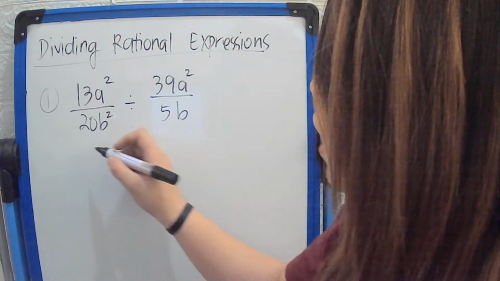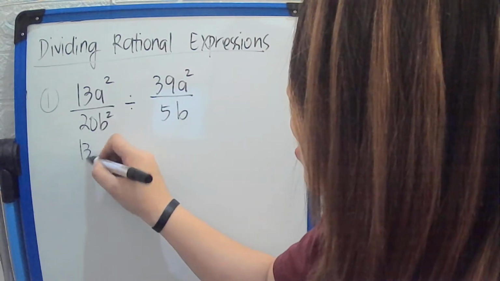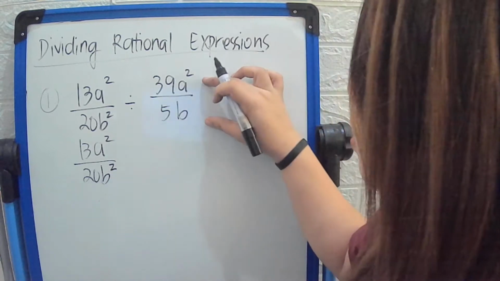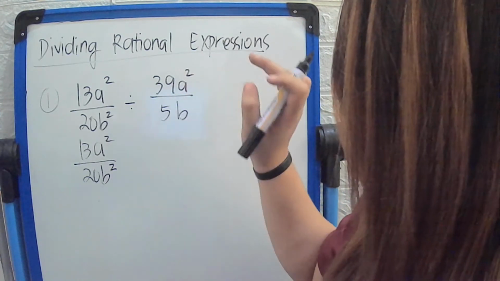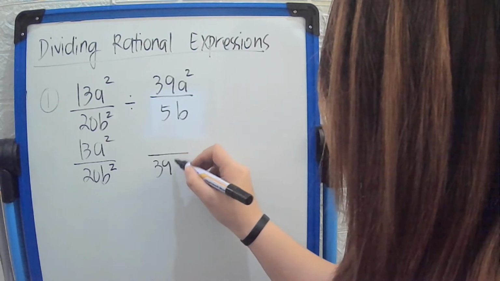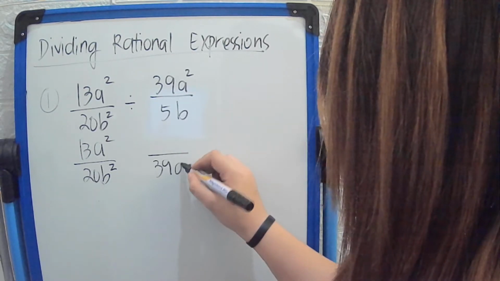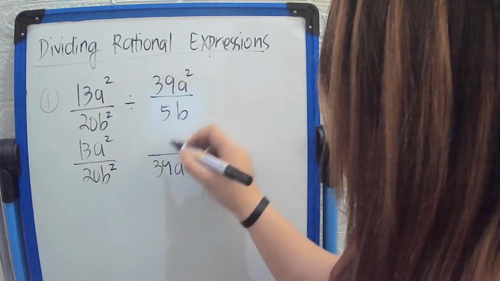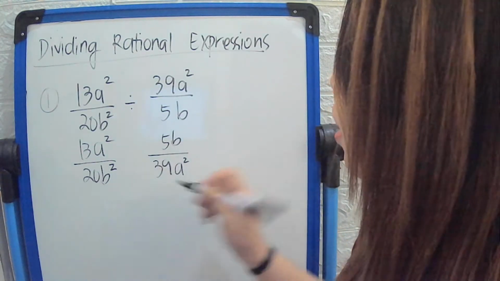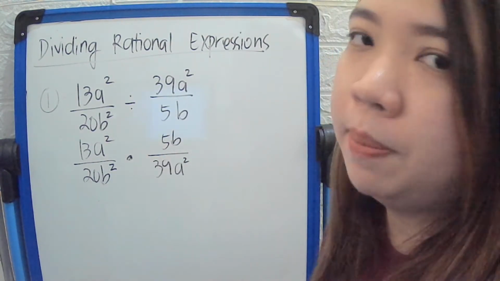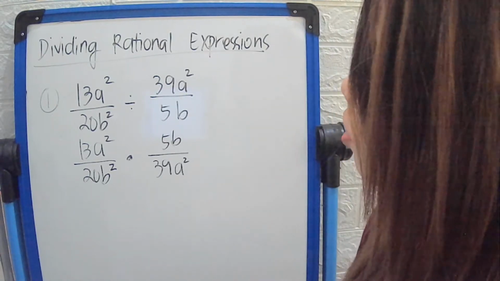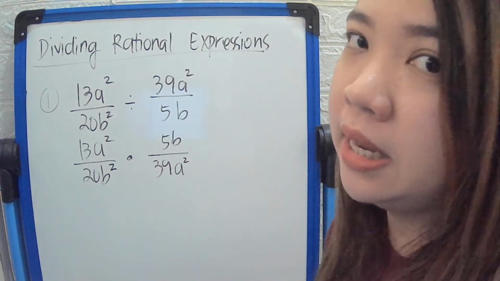So what I am going to do is to reciprocate these two. When I reciprocate, you just copy this: 13a squared over 20b squared. Then reciprocating these two, the numerator will be the denominator. I'm sorry, a squared. And the denominator will be your numerator. After reciprocating the divisor, we proceed to multiplication. So the rules in multiplying rational expressions will be applied now.